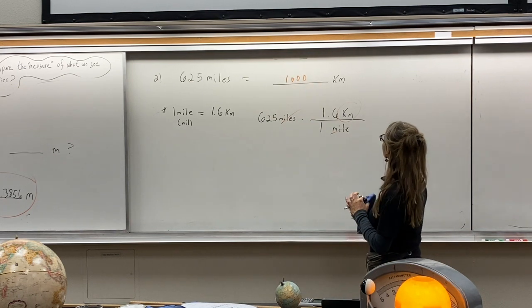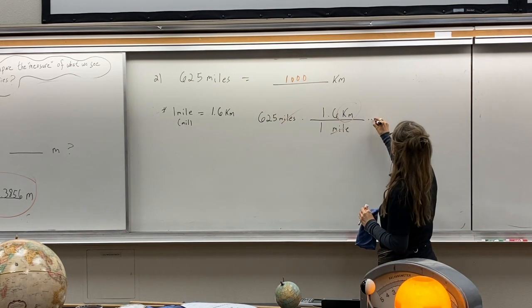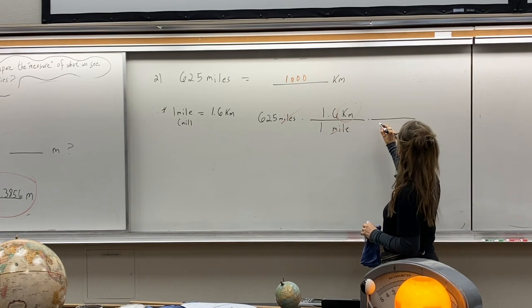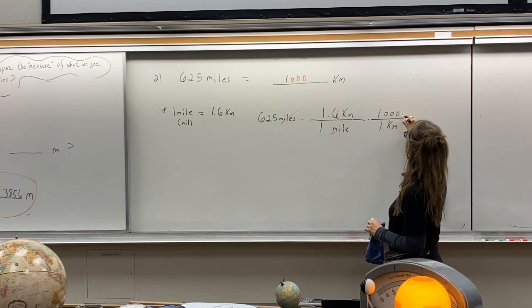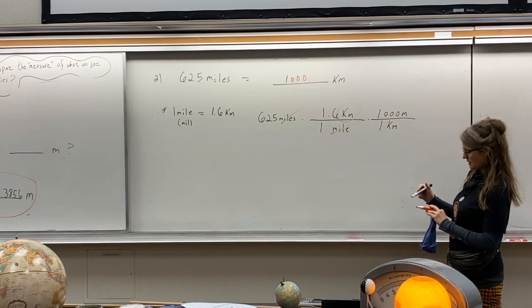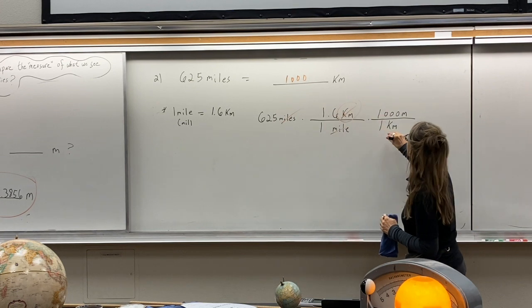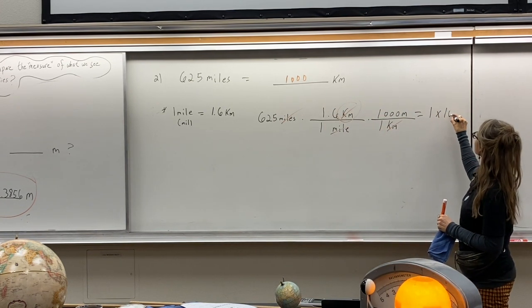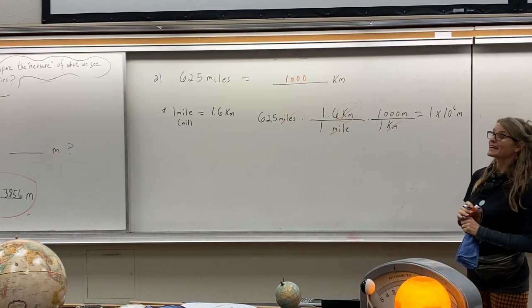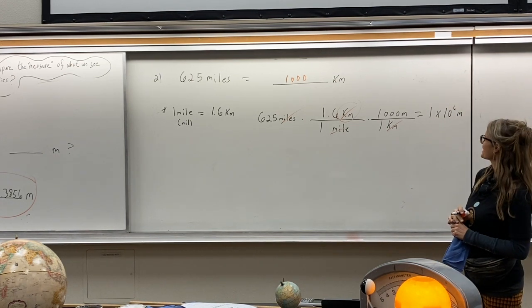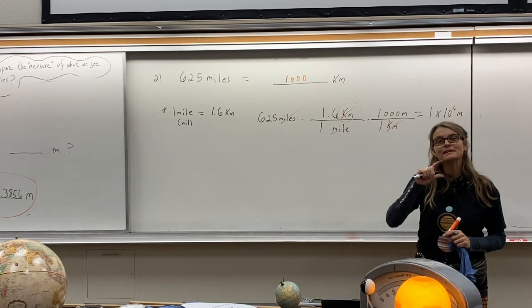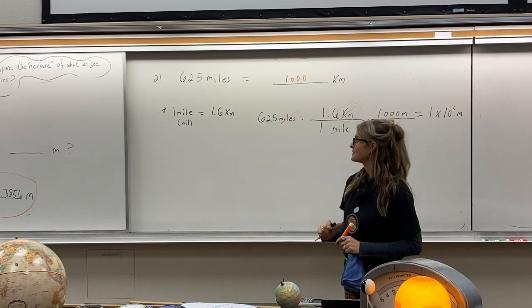Let me go a little further with my answer here, and I'd like to know what the units are in terms of meters. I'd say there's 1 kilometer for every 1,000 meters. And I'd further get rid of this, and I would get an answer of 1 times 10 to the 6th meters, 3 extra places. So you could keep multiplying by conversion factors, as many as you need to get to your end result.